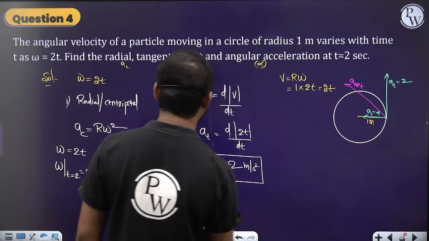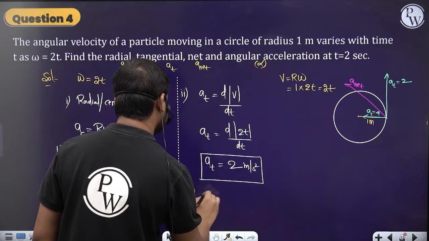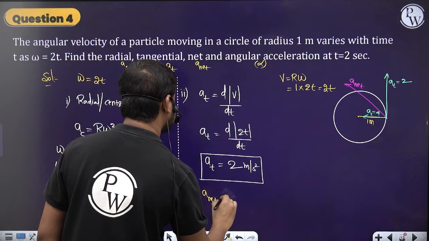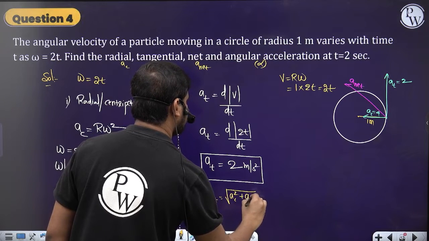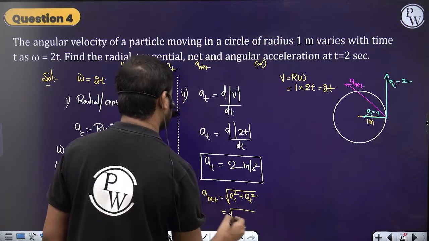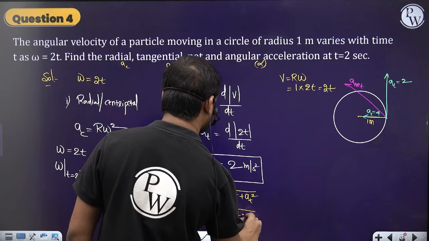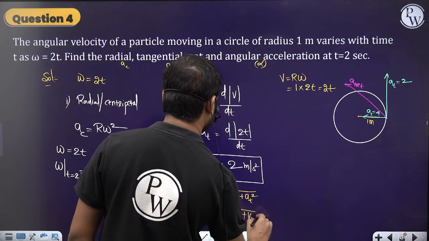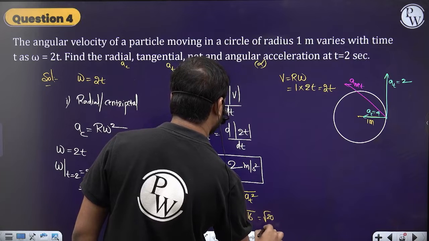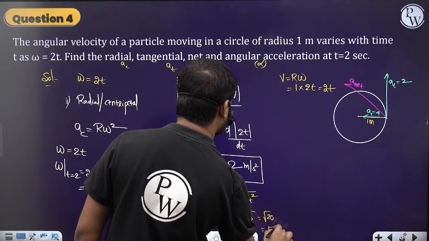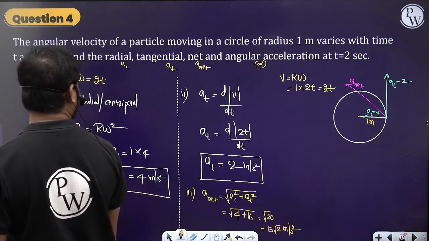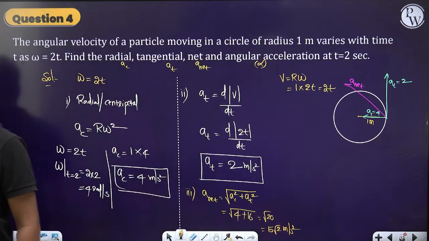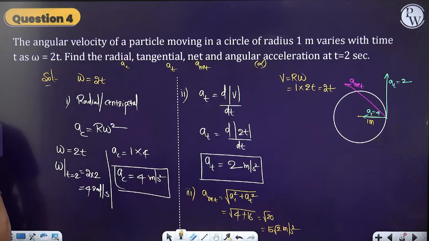The third part: a net is equal to ac whole square plus at whole square under root. So it is square root of 4 square 16 plus 2 square 4, which is nothing but root 20, which is 2 root 5 meter per second square. So that's the net acceleration. Okay. Clear, guys?